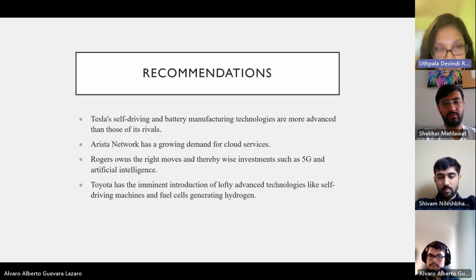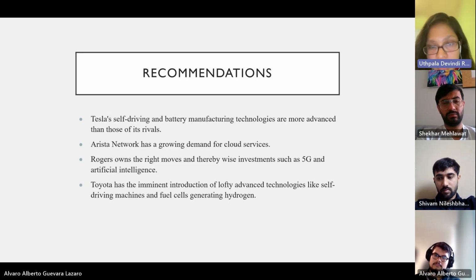Moving on, Rogers Communications is a company that has made wise investments in key technologies such as 5G and artificial intelligence. With the widespread adoption of 5G technology and the increased importance of AI, Rogers is well positioned to capitalize on those trends.